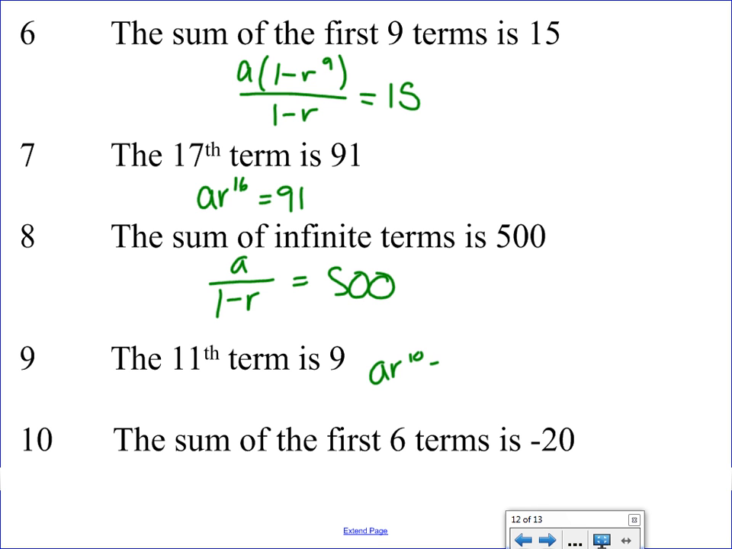ar to the 10 is 9. And a times 1 minus r to the 6 over 1 minus r is minus 20. Perfect. And then, same as arithmetic series, what you'll end up with is 2 of these, and then you do simultaneous equations. That's the hard bit.